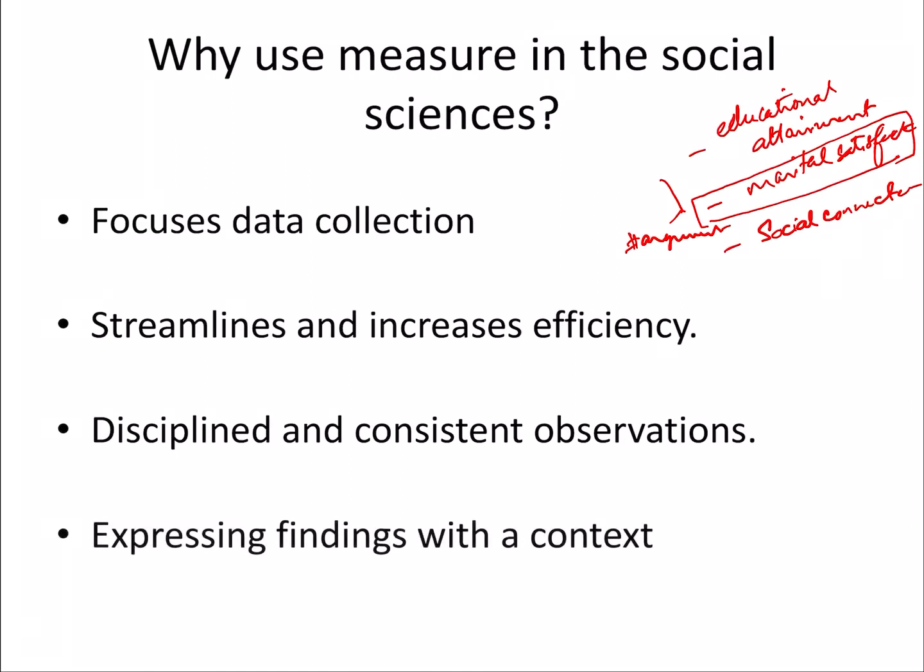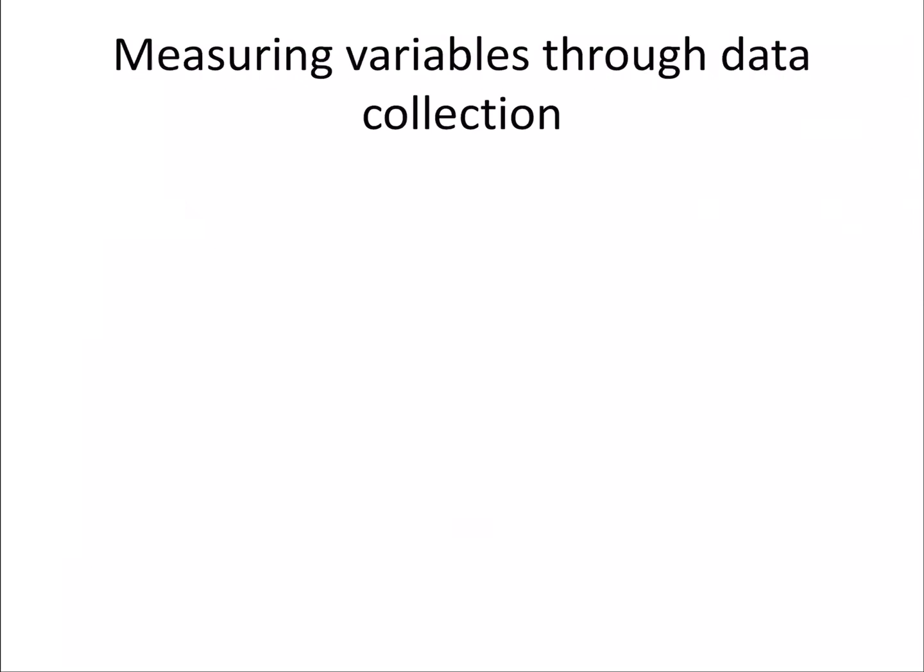Finally, if you have a clearly defined measure for a variable, it's easy to demonstrate the change in that variable and the understanding of the change in a certain context. So the way we measure variables is we measure it through data collection. In the social sciences, data is collected in 4 different ways. Once we know what our measure is, we have to start collecting data.